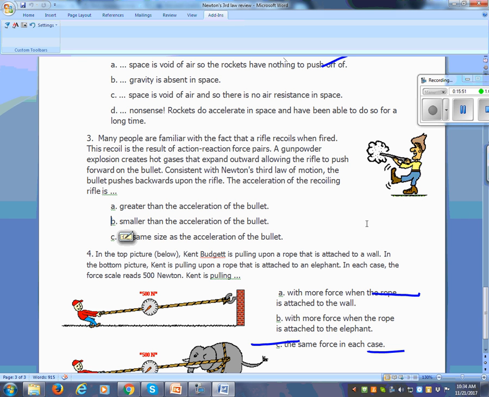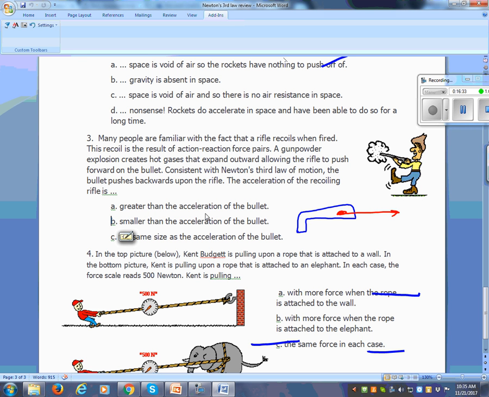Okay, let me just explain this here, right? So you got your gun. I'll draw a really bad one. There's the bullet, right? The gases push on the bullet. Bullet pushes back. Which one has a greater acceleration? The acceleration of the recoiling rifle is greater, smaller, or equal, the same size. How many people say the rifle has a greater acceleration? A. How many people say B, the rifle has a smaller acceleration? Open. 1, 2, 3.